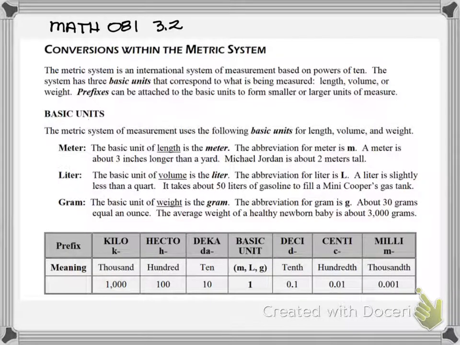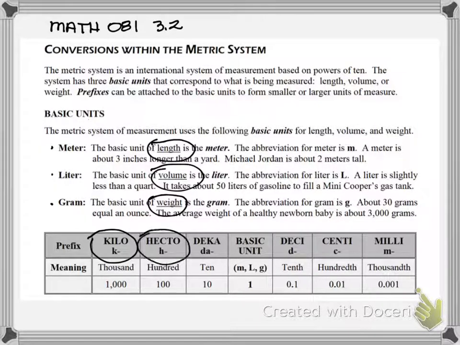So the basic three units of the metric system are the meter, the liter, and the gram. Meter is a measure of length, liter is a measure of volume, and gram is a measure of weight. Then we have different prefixes we can place in front of each of these. For example, kilo means 1,000. So a kilometer would be 1,000 meters.